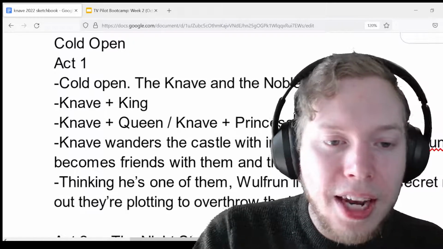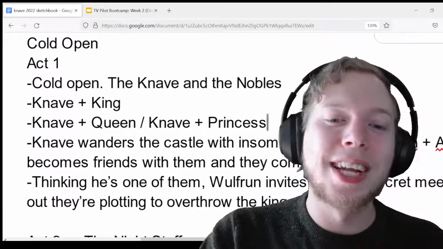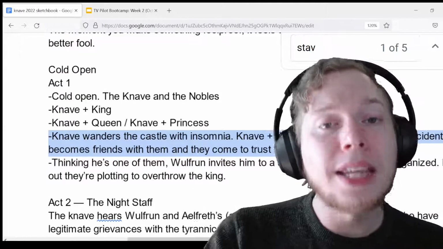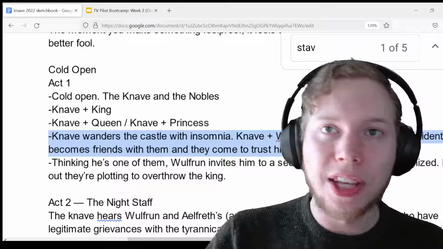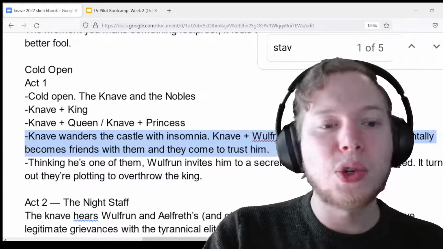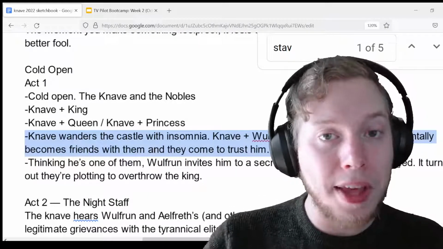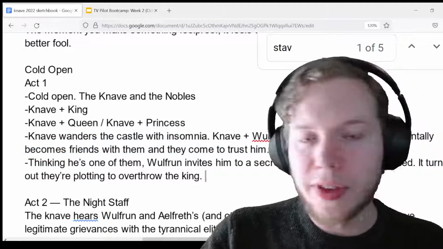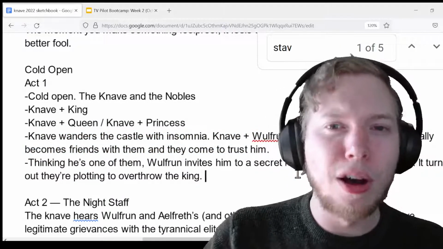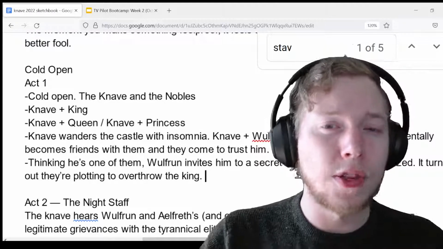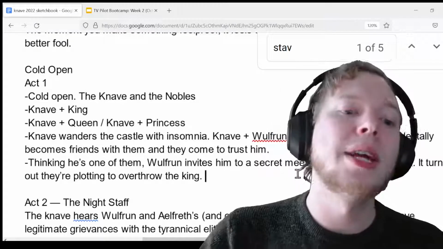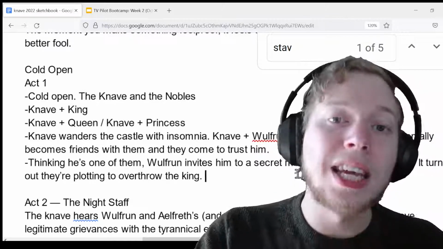So, following that, the knave gets really stressed out, and he spends the nights wandering the castle with insomnia. At which point, in scene 4, he's going to meet the knight staff, and although he doesn't really have that much in common with them, he sort of accidentally starts to become friends with them, and they kind of start to trust him. So we may have a short montage of him befriending them over the next couple days. I'm not quite sure how to work this yet, but maybe we see that they've already been talking before. They're already kind of friends. But in any case, scene 5 is thinking he's one of them.